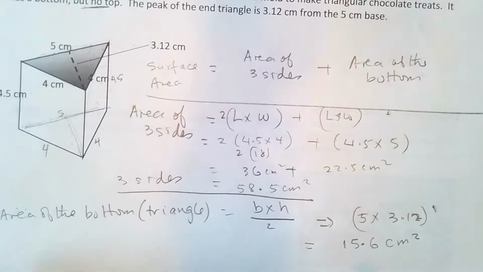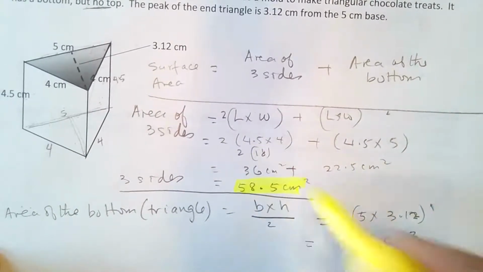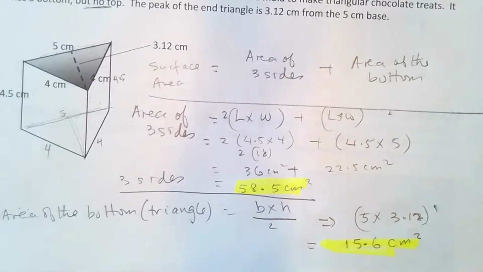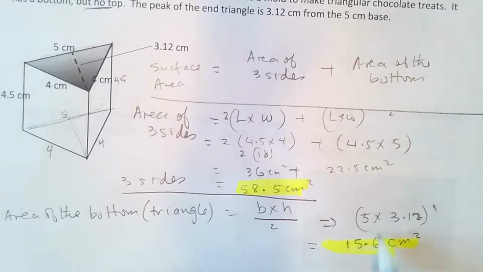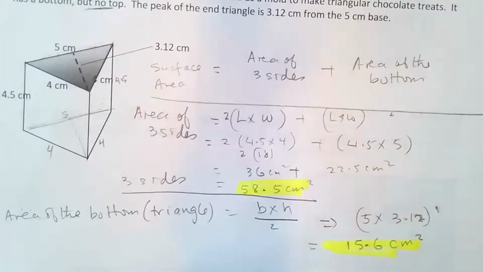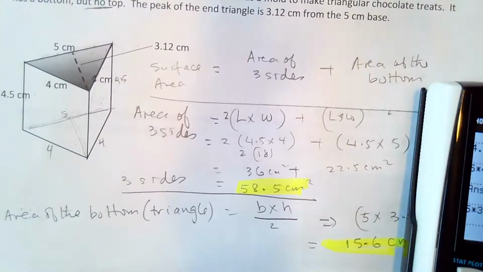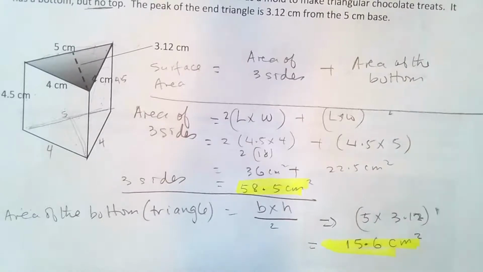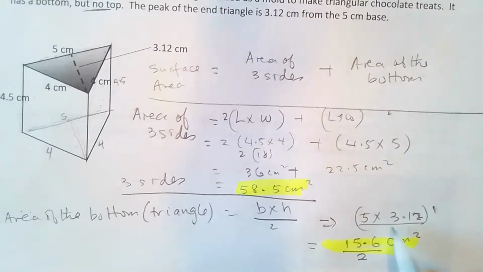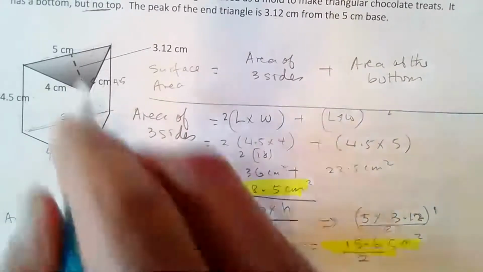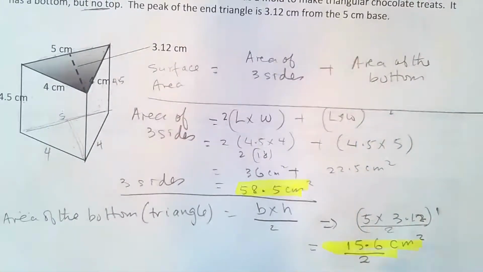So now here we have our 2 areas: 58.5, those are the sides, and that's the bottom. Oh, did we divide by 2? We did not, so we need to divide by 2. So this is wrong. Base times height divided by 2, because it's a triangle. That will give us 7.8.